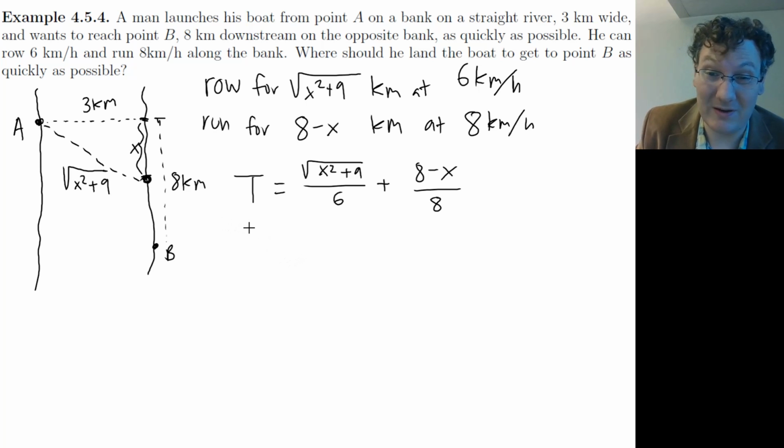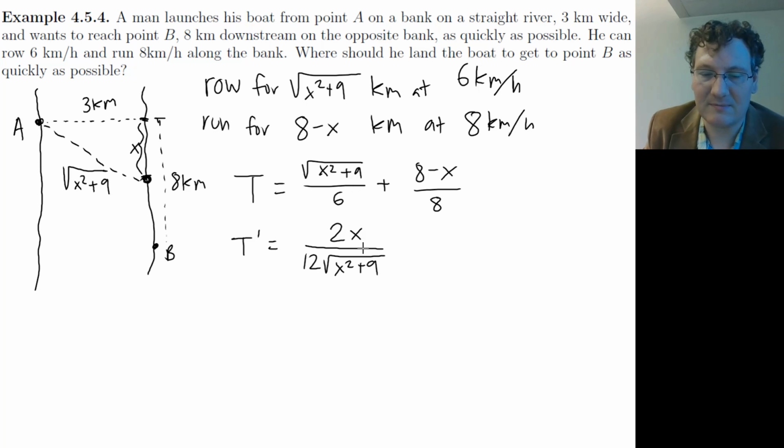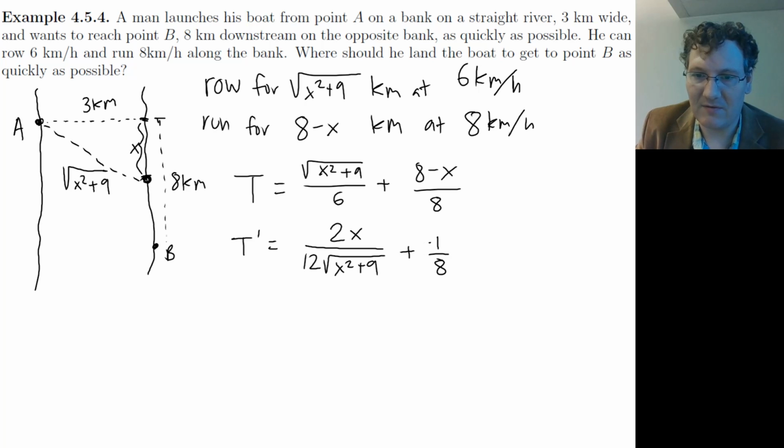So we take the derivative, and then we're going to try to figure this thing out. The derivative is going to be, let's see, we have the 1/6. This is going to be 12 square root of x squared plus 9. And then up top, it's going to be the derivative of x squared plus 9, which is going to be 2x. And then over here, the derivative of 8 minus 1/8 x, that's going to be actually negative 1/8.